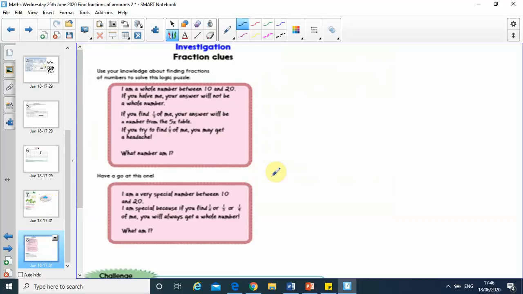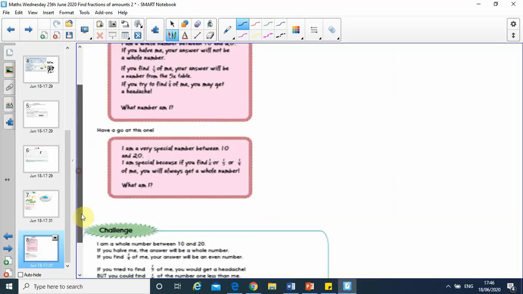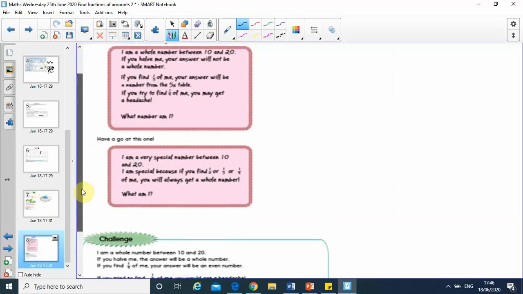Now, when it comes to investigations, don't just think, well, I must know that answer straight away. It's okay that it takes some thinking, and it's okay that you don't get it straight away. That's the point of them, it's to get us thinking. So let's talk through this one here. And then you can have a go at this one, and then you could maybe make up some of your own. There is a challenge down there for you.